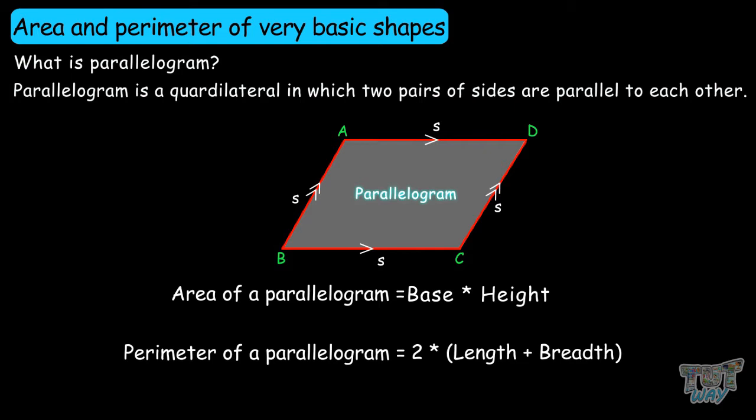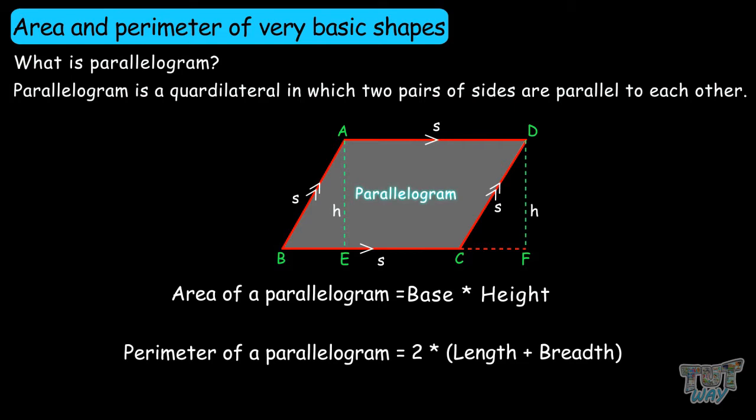But in order to find the height of the parallelogram, we need to draw a perpendicular from any vertex to its opposite side. Like in this case, we draw a perpendicular from vertex A to BC. So AE is a line which is perpendicular to BC, drawn from vertex A. This is the height of this parallelogram. We can also draw a perpendicular from vertex D to a line which is extended from BC. That means we extend BC, say F, and then draw a perpendicular from D to CF. This is the height of this parallelogram.